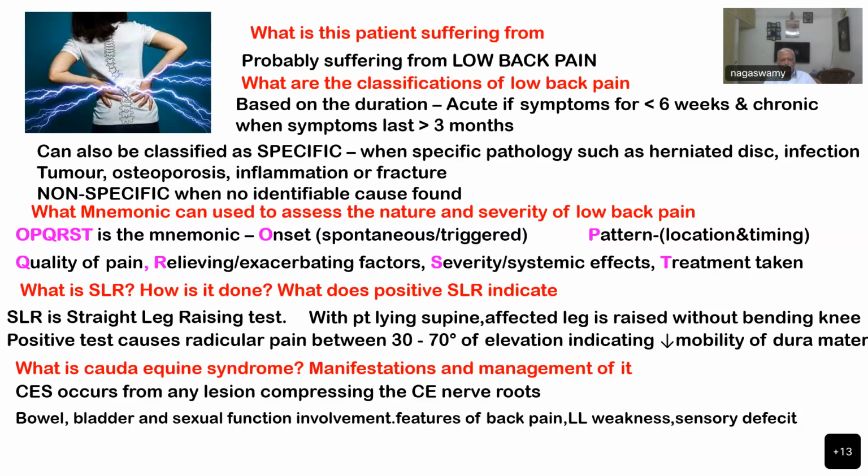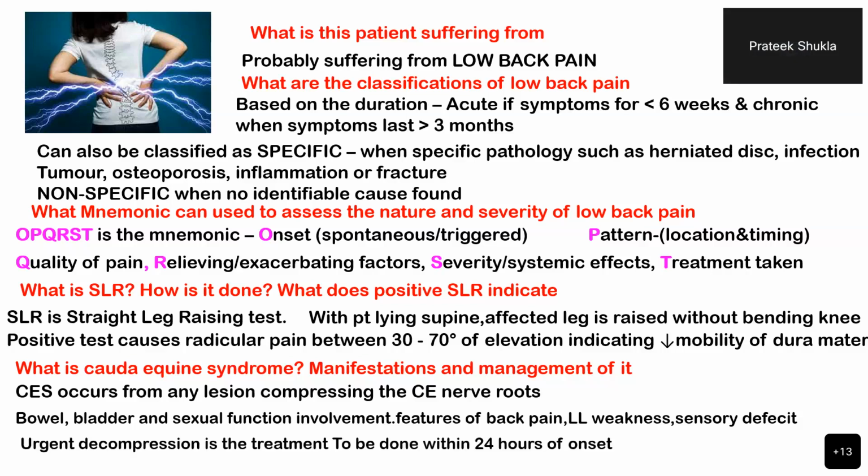Is it an emergency or an elective procedure? If a patient comes with severe bowel and bladder involvement, emergency, sir. Urgent decompression is the treatment, to be done within 24 hours of onset. It's a very, very important thing which you have to know. So it's one of the emergency indications for back pain.